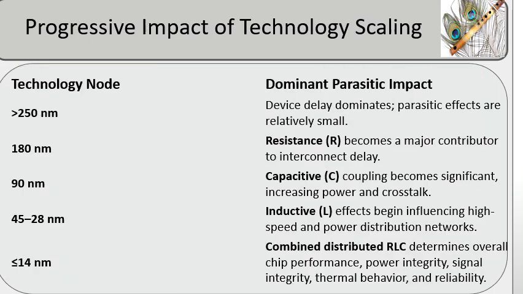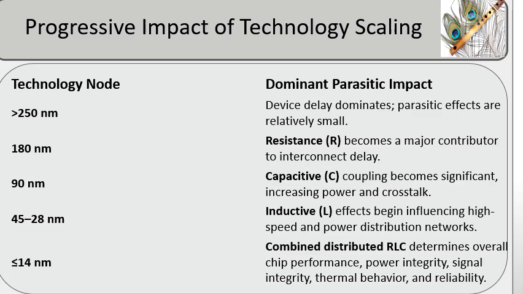The table illustrates how technology scaling progressively changes the dominant parasitic effects and their impact on VLSI chip performance. Technology nodes represent successive generations of semiconductor manufacturing, where transistor dimensions and interconnect geometries continue to shrink to improve integration density and performance. While scaling enables billions of transistors to be integrated on a single chip, it also significantly alters the electrical characteristics of the interconnects.